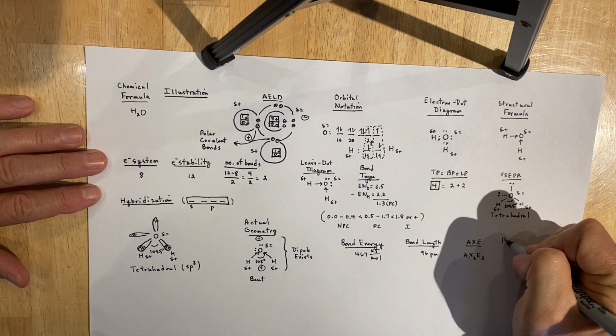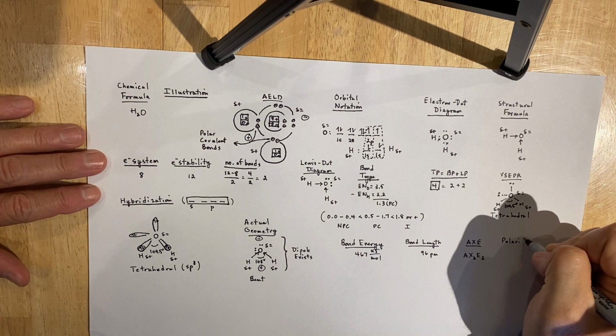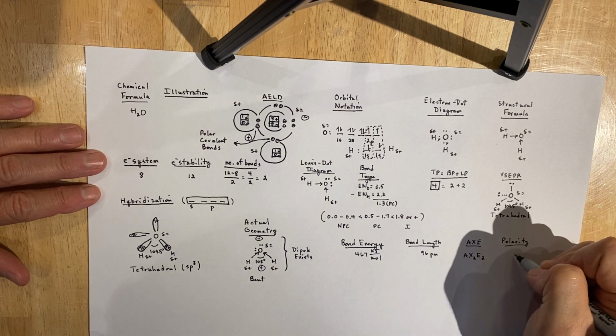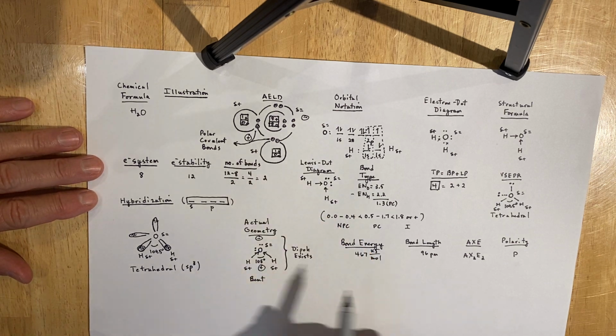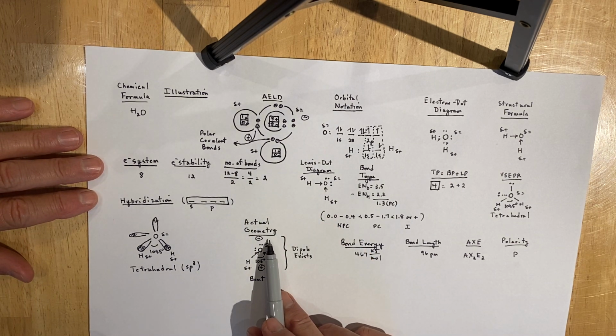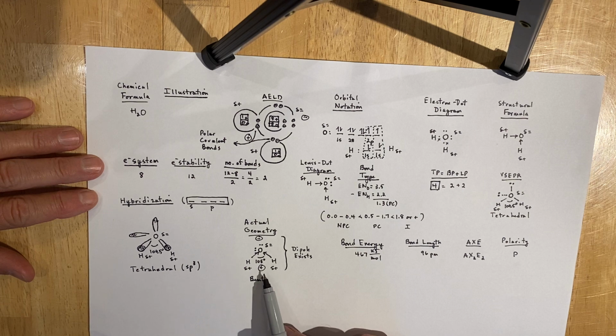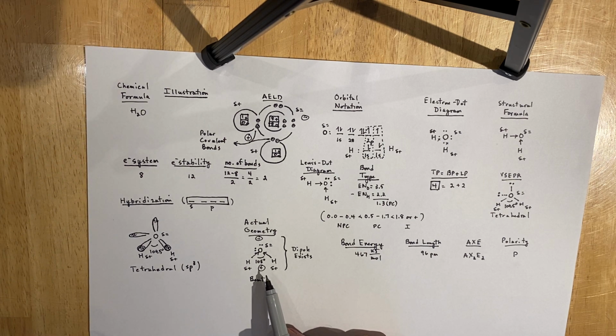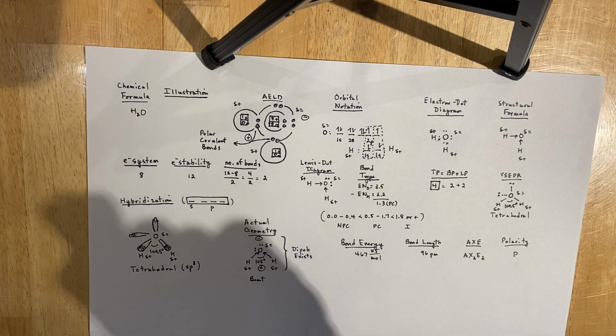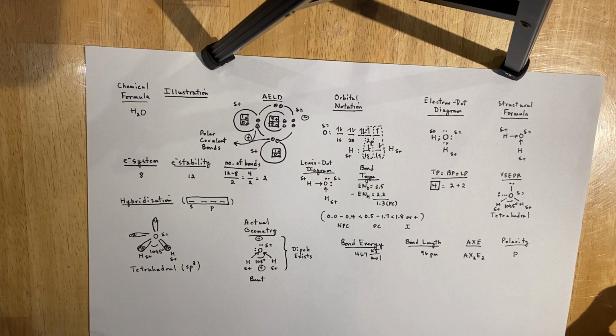And last but not least, when we look at the polarity of water, decidedly water has 2 polar bonds, and the molecule itself is considered to be polar because of the opposite charges on either end of the molecule, creating 2 different charged poles. So with that being said, the next molecule we're going to look at is CH4, or methane.